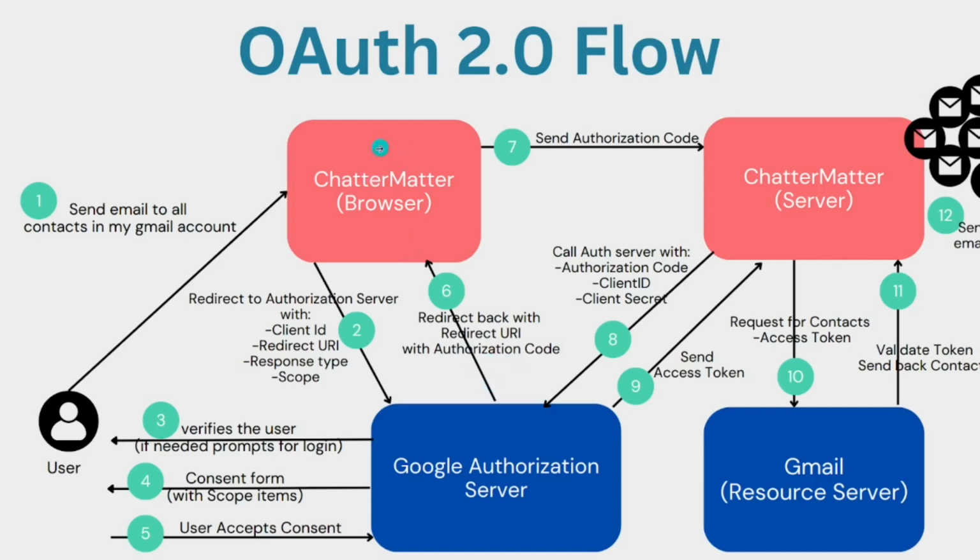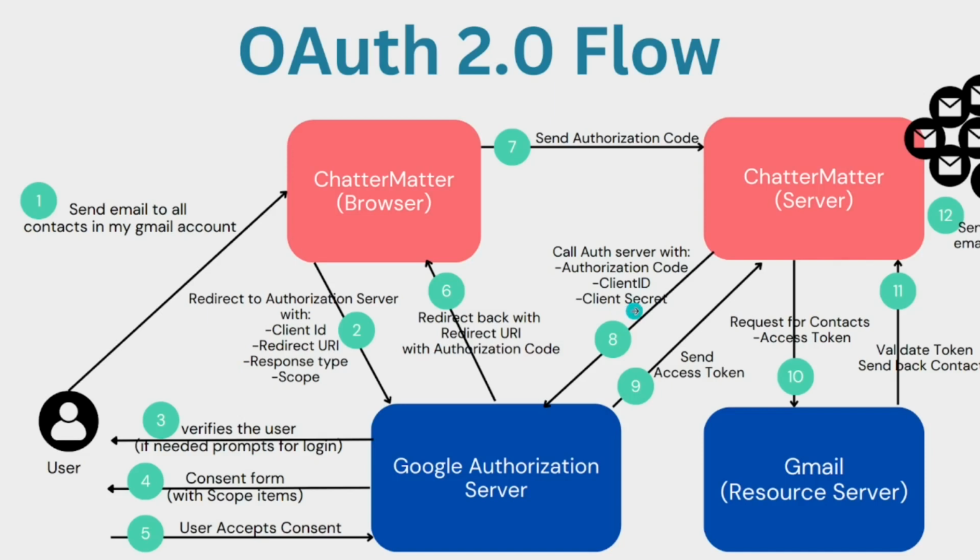Now, because of the redirect, you are in the Chattermatter screen on the browser. The Chattermatter client then submits the authorization code to the Chattermatter server. The Chattermatter server then calls the authorization server with the authorization code along with the client ID and client secret. As you can imagine, for this flow to work, there is an agreement and a configuration that was done as part of the initial setup. This is when the authorization server provides a client ID and client secret to Chattermatter.